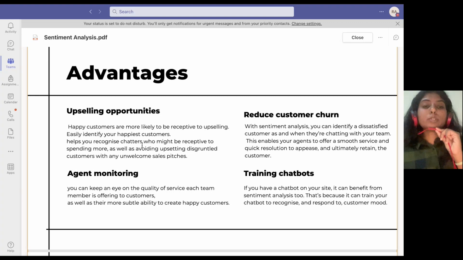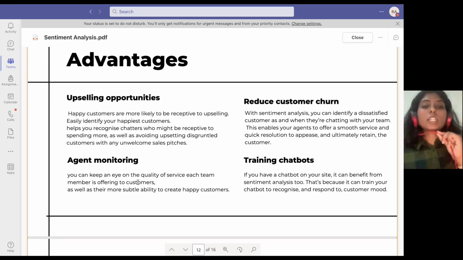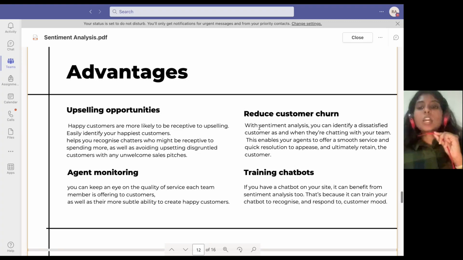Agent monitoring. You can keep an eye on the quality of service each team member is offering to the customers. You can monitor all the agents working under your business or organization. You can monitor them and guide them on how to contact the customers in order to improve the service. So this agent monitoring can be done, as well as their more subtle ability to create happy customers.